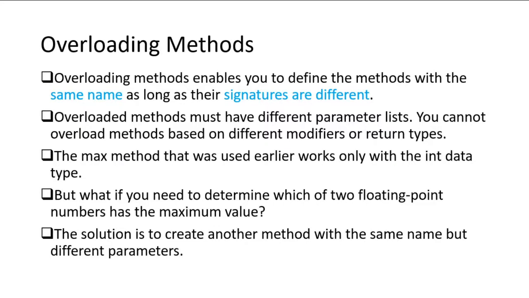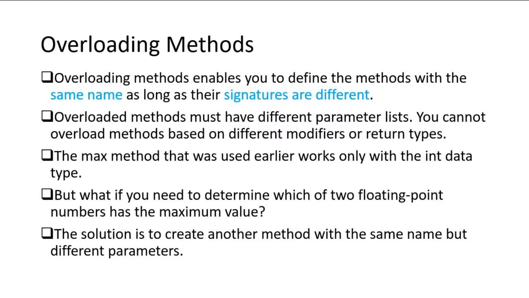In object-oriented programming languages, method overloading is an important property. Overloading methods enables you to define methods with the same name as long as their signatures are different. By signatures, we mean the parameter list. So, if you overload your methods, each one of these methods must have different parameter lists.